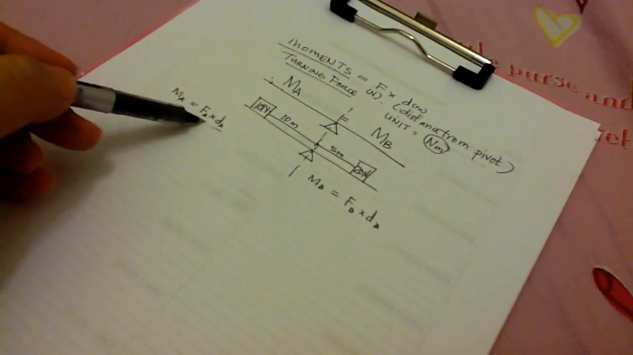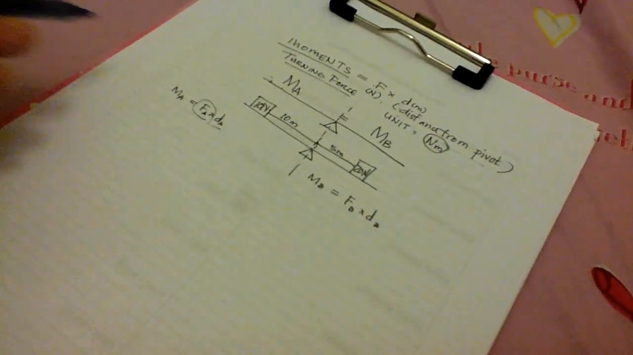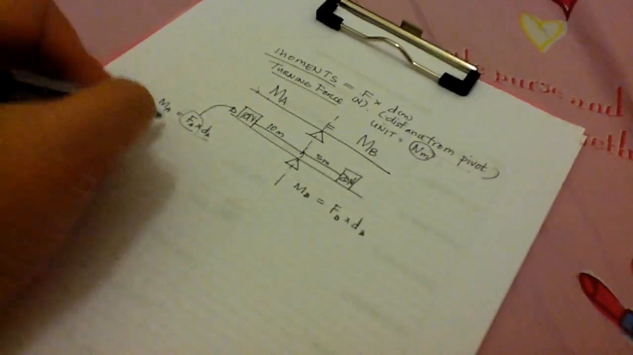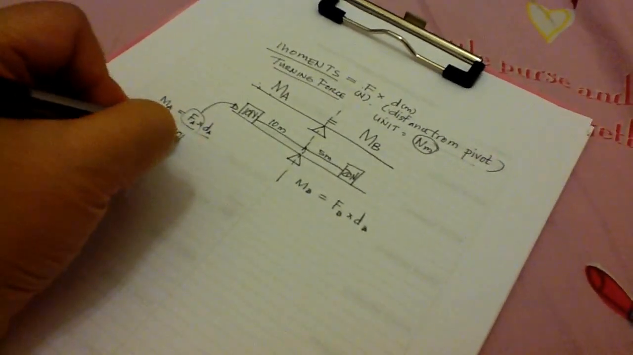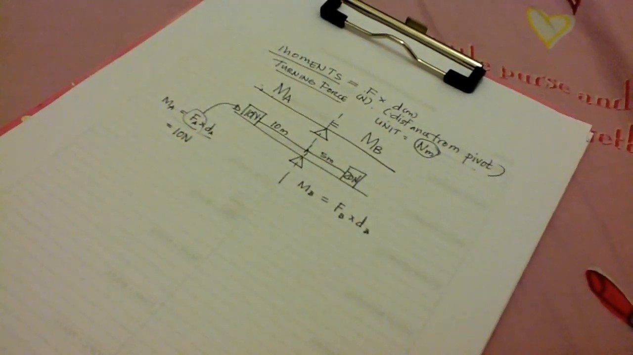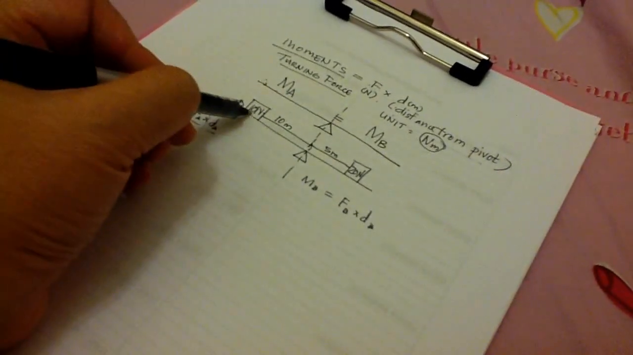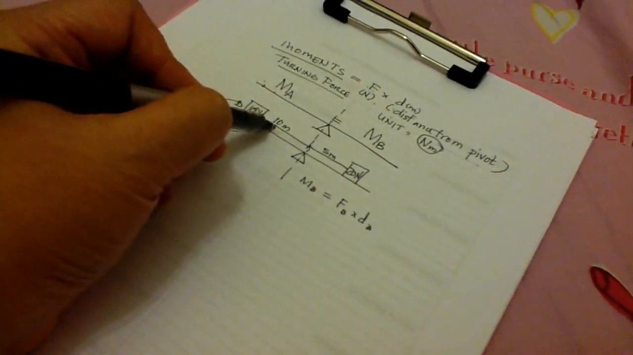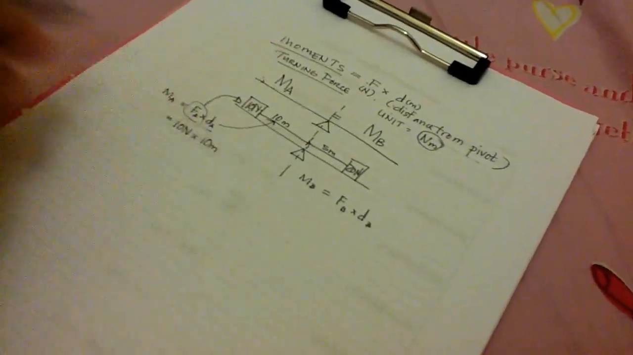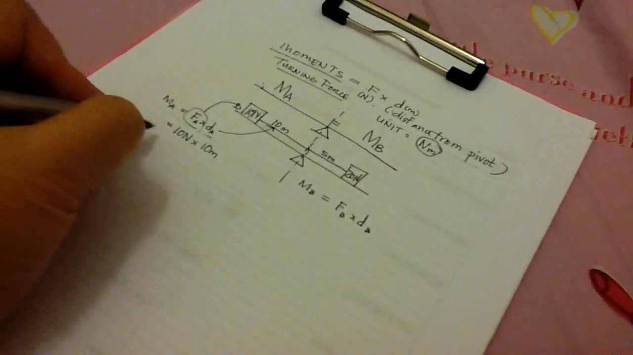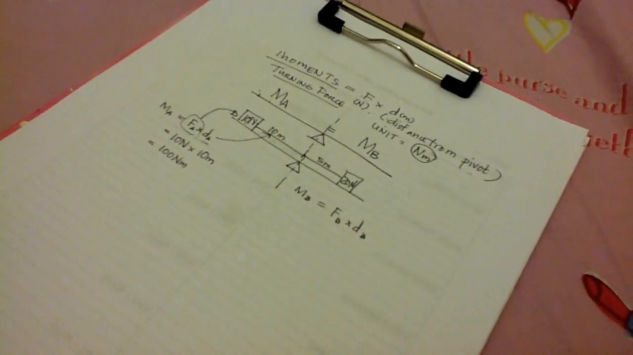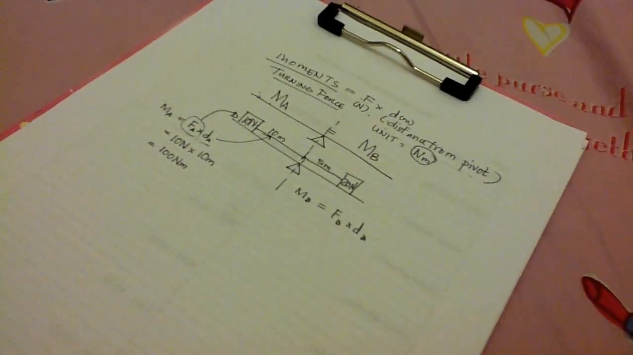Do you know what force A is? Yes, it's given. Force A is 10 newtons. So substitute 10 newtons. Always remember to put the unit. Do we know the distance from the pivot? We know it. It's 10 meters, so times 10 meters. All you need to do is to multiply. So you got 100 Newton meters. Always, always, always include the unit.